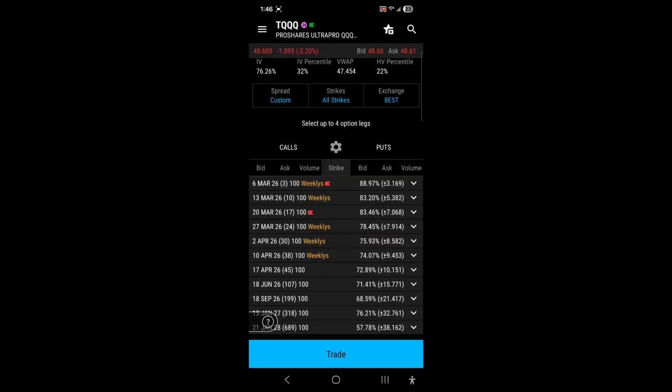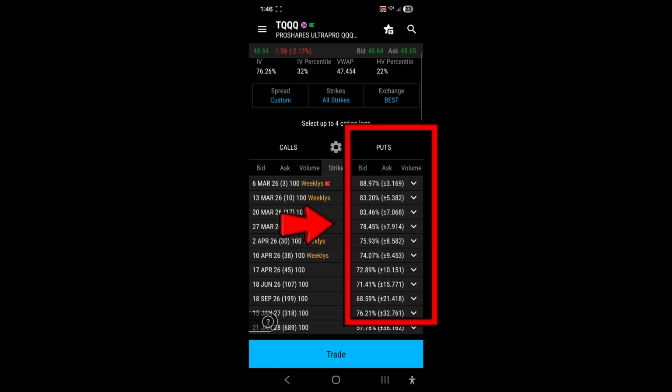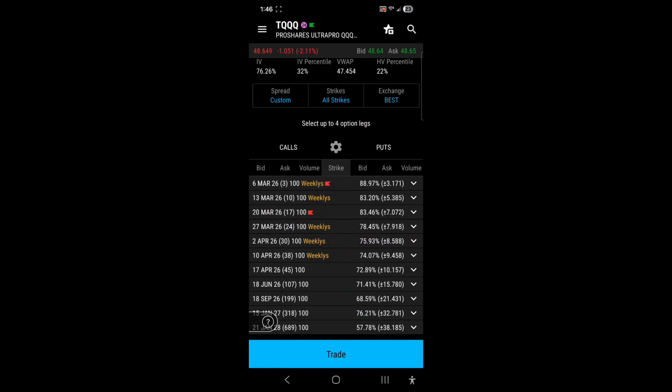Now the exact same mirrored side on the other side, puts. We also have a bid, which means to sell. We have an ask, which means to buy. And we have a volume. Okay, so what is the first thing you notice when you're opening the option chain?